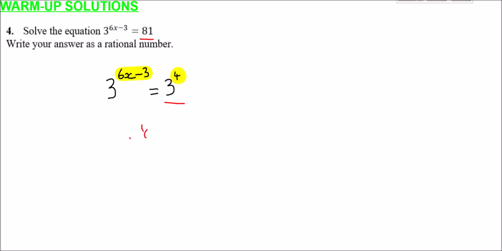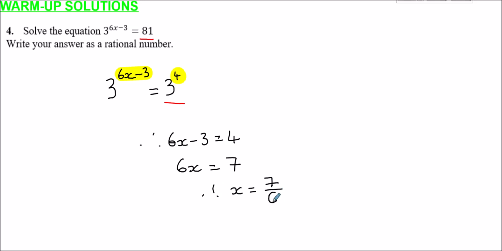So therefore, we have 6x minus 3 equals 4. Add 3 to both sides, we get 6x is 7. Then divide through by 6, gives us that x has to be 7 over 6. And that's the warm-up sorted out. So let's have a look at the main bit of the lesson.